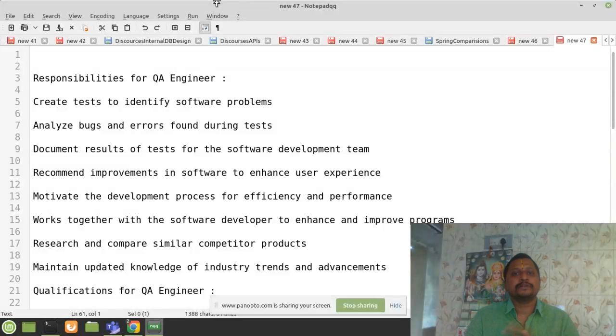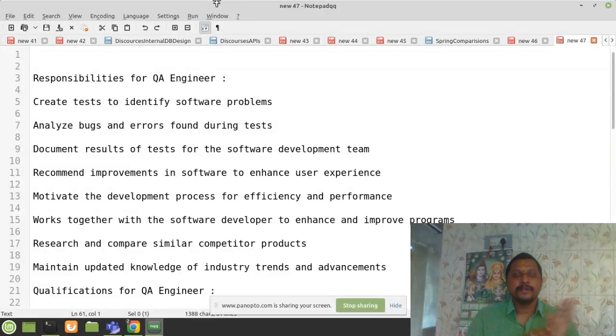And also the QA engineer must think in a research-oriented way, and compare similar competitor products. That means if our application has products like Amazon's, we need to look at competitors like Flipkart or other products, compare them, see what things we are missing, and make enhancements, also with a research-oriented way of thinking for the development of an application.